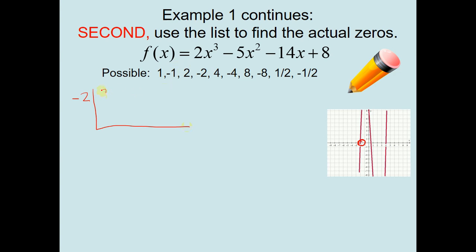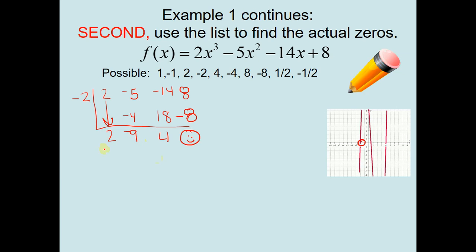So let's set it up. I got 2, negative 5, negative 14, and 8. Notice nothing missing, so drop the 2. It's negative 4, negative 9, 18, negative 4, negative 8, 0. Big smiley. Okay, so that negative 2 was a 0. Hallelujah, was able to find it.